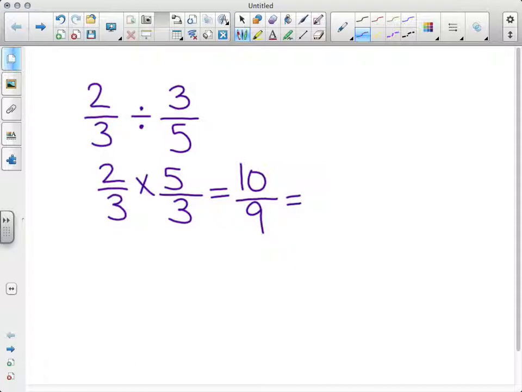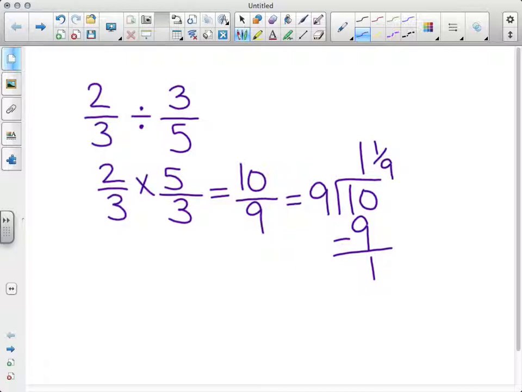10 divided by 9, top dog in the doghouse, 10 goes underneath, 9 goes outside. 9 goes into 10 one time. 1 times 9 is 9. And when we do our subtraction, we get 1 left over, and that 1 is out of 9. So it's 1 and 1/9 is our final answer.